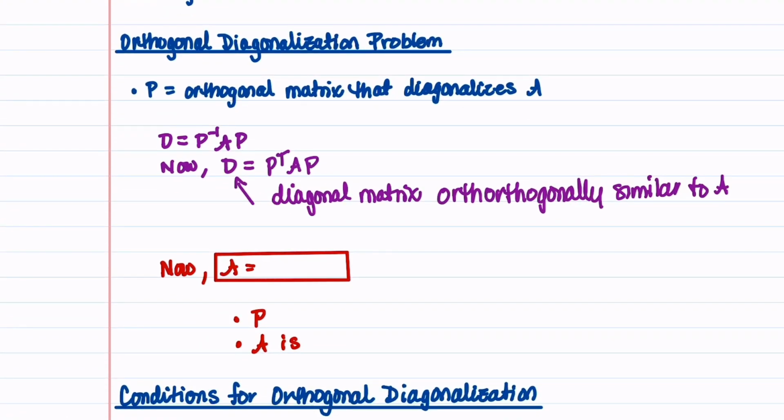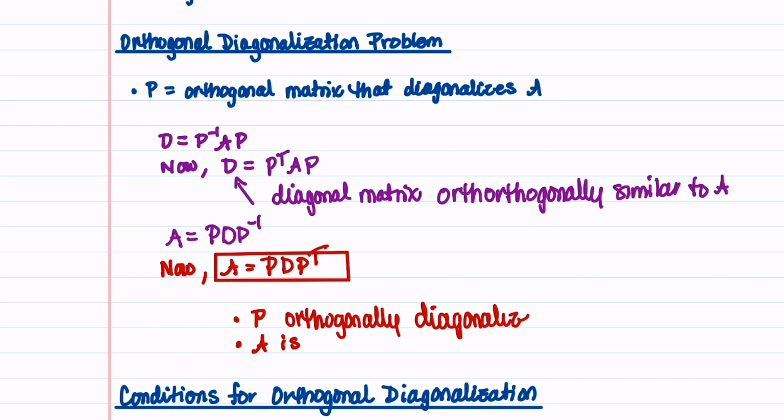We can also get a new formula for A. Our A was equal to P D P inverse. Now replacing P inverse with P transpose, we get that A is equal to P D P transpose. We say that P orthogonally diagonalizes A, and also A is orthogonally diagonalizable.